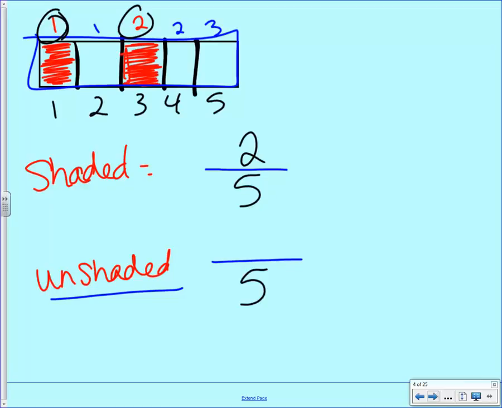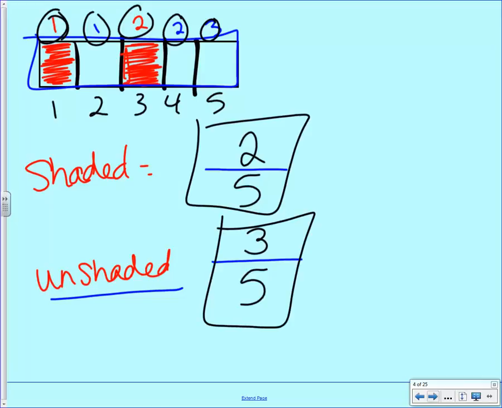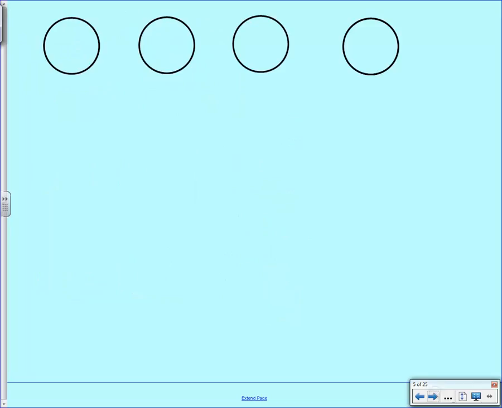And how many are unshaded? Well, we said 1, 2, 3. And so depending on what the question asks us, we may end up with either a 2/5 answer for the shaded. If it asks us about the unshaded, we'd end up with a 3/5.